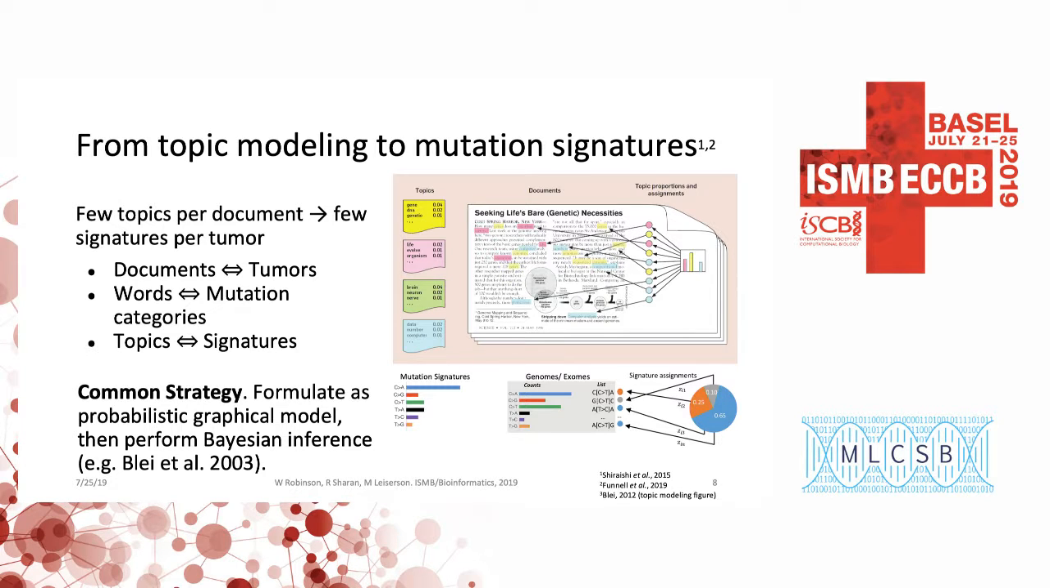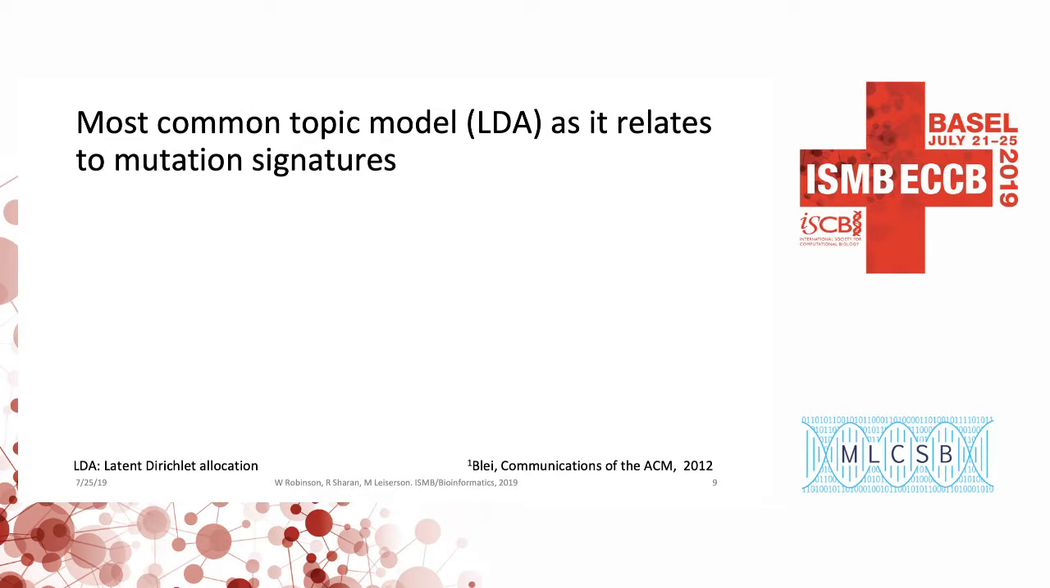One nice thing about the topic modeling approach is there's a common strategy to solving them. You formulate it as a probabilistic graphical model, and then you perform Bayesian inference. The first step in solving a PGM is to define the generative model. So first I want to take a look at the most common topic model, called latent Dirichlet allocation, and describe the generative model in terms of mutation signatures.